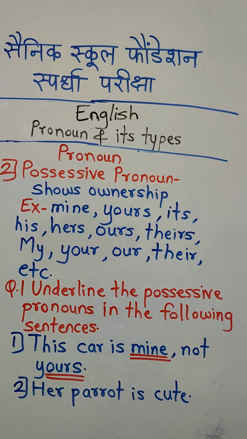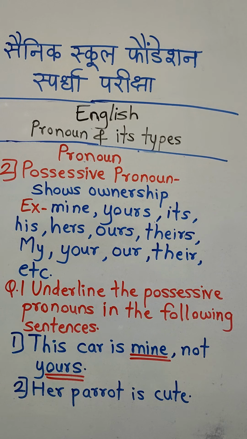Now next example is given, her parrot is cute. Here we are talking about the parrot. That means whose parrot is that? We are talking about the ownership of parrot here. The word her, it shows the ownership of her on that parrot.